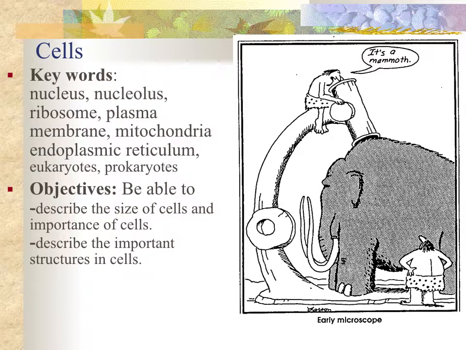This slideshow is to accompany the readings for Chapter 3. Our goals are to be able to describe cells, their importance, where they occur, the structures within cells, and the function of those structures. And so I'm starting off with a picture of a mammoth under a primitive or early microscope, and a caveman is looking down and says it's a mammoth.